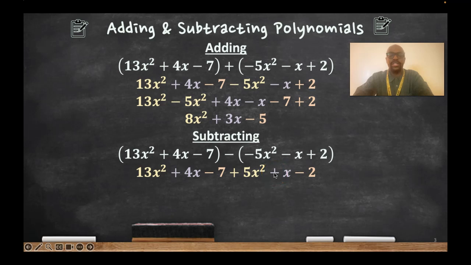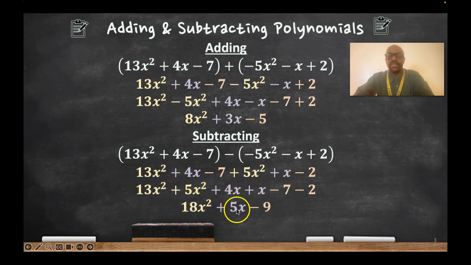So now I can go ahead and just combine like terms, go ahead and group the like terms. Then once I add 13 and 5, I should get 18x squared. 4 and 1, I should get 5x. And negative 7 and minus 2 gives you negative 9. Once again, when you add and subtract polynomials, you do not change the bases. You're just combining the like terms. So you're adding the coefficients. You're keeping the bases the exact same.